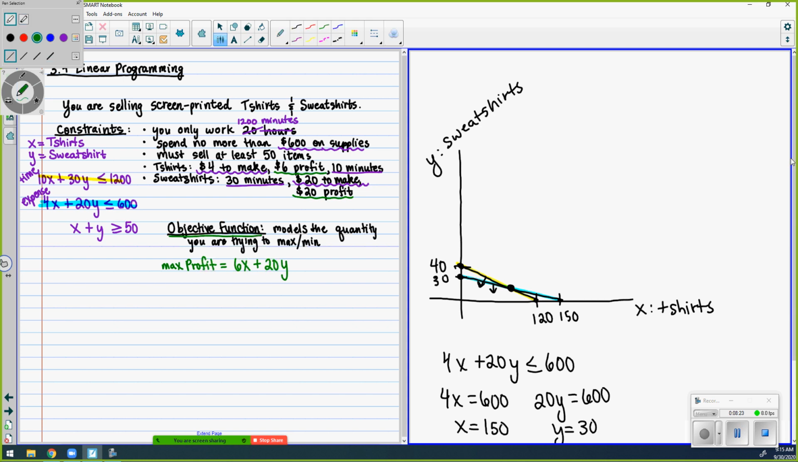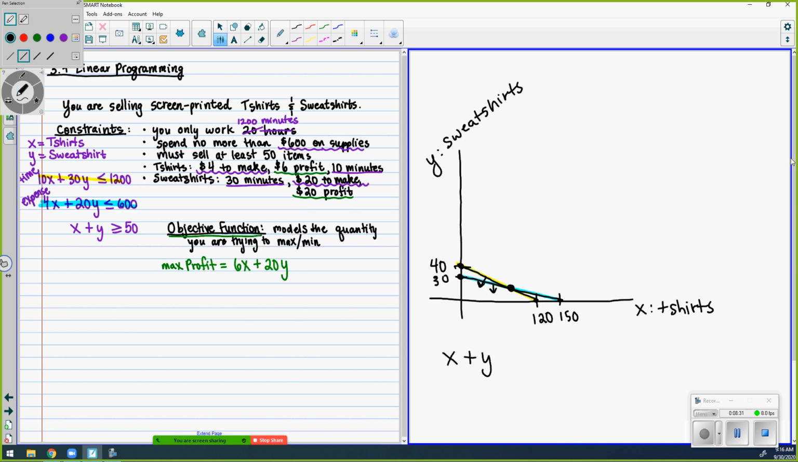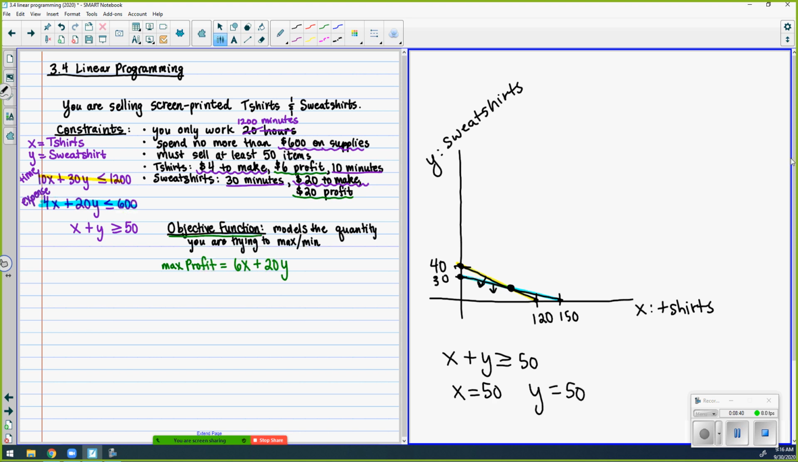All right, then, last of our constraints to graph is x plus y is greater than or equal to 50. So my x-intercept would be 50, my y-intercept would be 50. So here's 50 on the y-axis. Here is 50 on the x-axis, connect those dots. Now we want to stay over that, so that means we would be shading kind of in this direction. You can see that here's an intersection point and here's an intersection point.